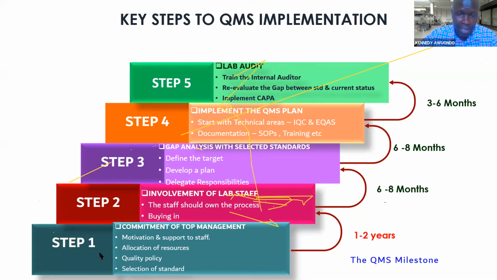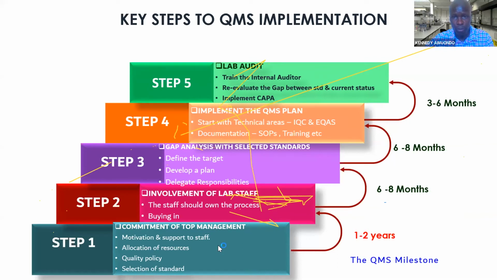Step number one is a very difficult phase, and it takes a lot of time, like 1 to 2 years. It is the commitment from the top management, and sometimes management does not understand what quality management is all about. They may not be committed to it, and it needs a lot of persuasion. You need to motivate staff and support staff. Management also needs to allocate resources for this process. You need a quality policy. You need to select the standards that you're going to follow in developing your quality management system.